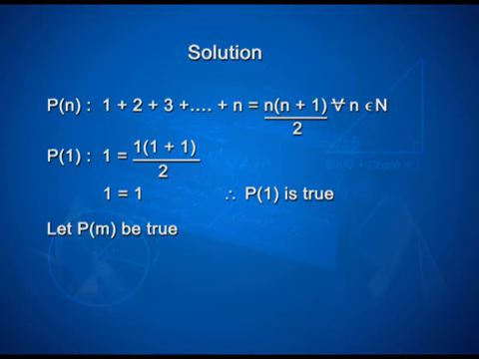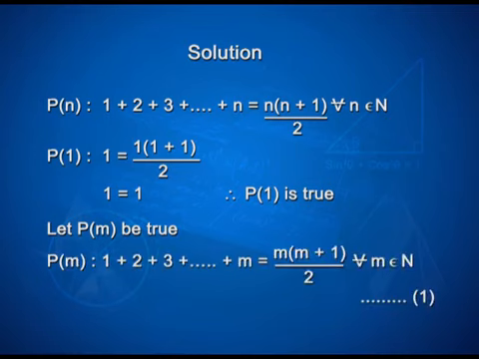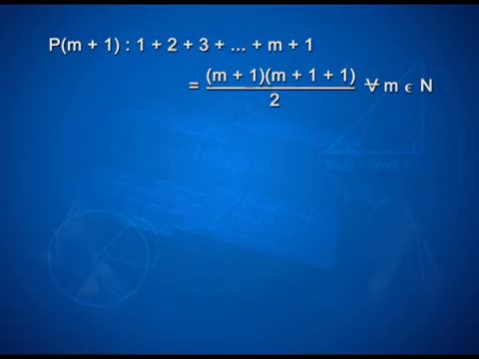Let P of m be true. So, P of m can be written as 1 plus 2 plus 3 plus ... plus m is equal to m into m plus 1 by 2 for every m belonging to N. Take this statement as first equation. To prove P of m plus 1 to be true, we will have to prove that 1 plus 2 plus 3 plus ... plus m plus 1 is equal to m plus 1 into m plus 1 plus 1 upon 2 for every m belonging to N.